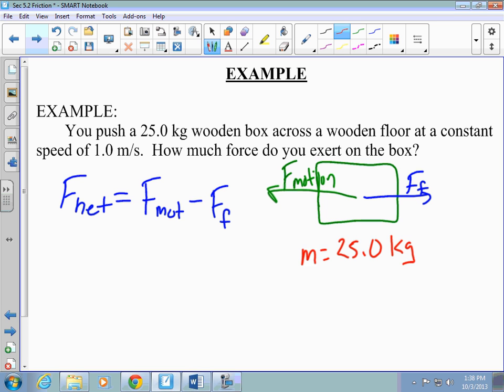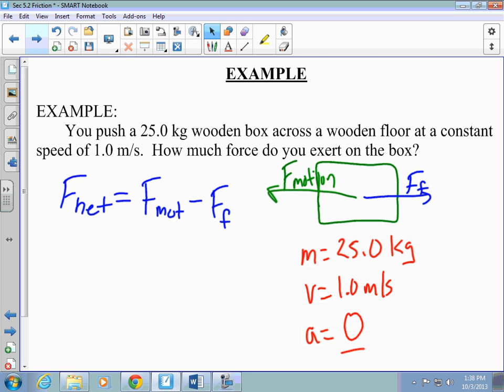And the speed is a constant speed of 1.0 meters per second. Well, what that means is if I have a constant speed, my acceleration is 0. If my acceleration is 0, my net force is 0. So we can go ahead and start to plug this in.